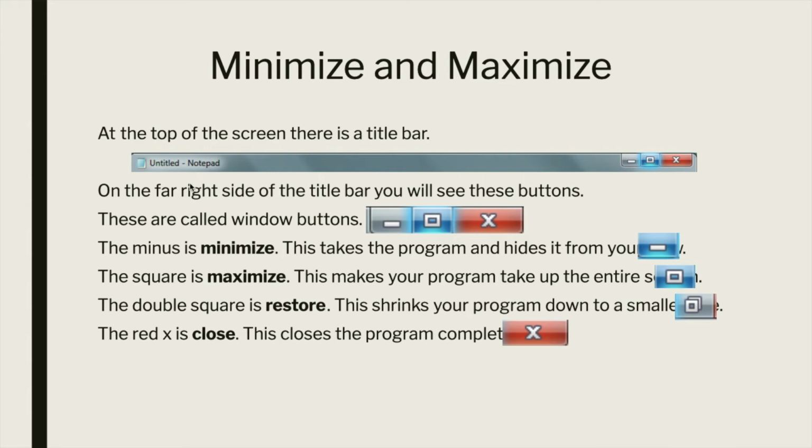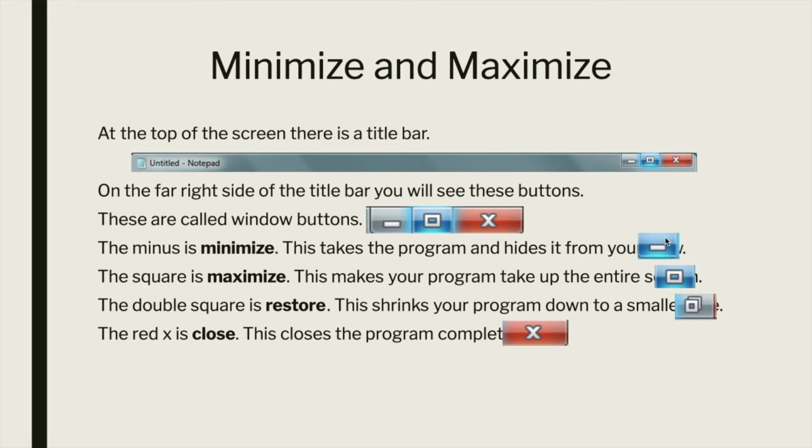This is the opposite of your taskbar. This is located at the top of your screen when you have a program running. So, on the far right side of the title bar, you will see these buttons. These are called window buttons. The minus symbol, this one right here, is your minimize button.